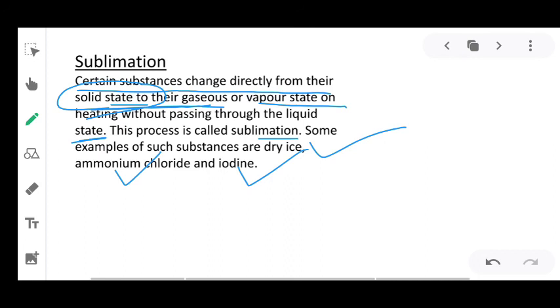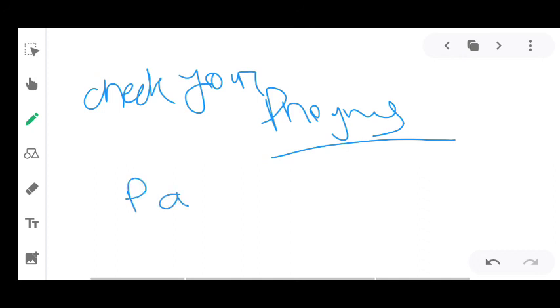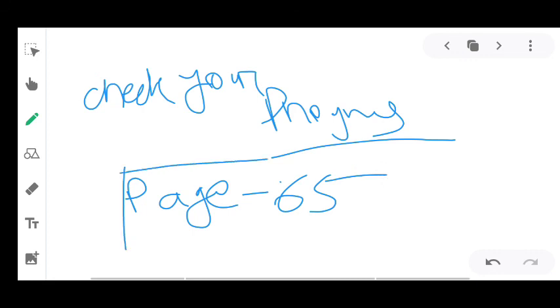Clear? Okay, so today's homework is that check your progress on page number 65.